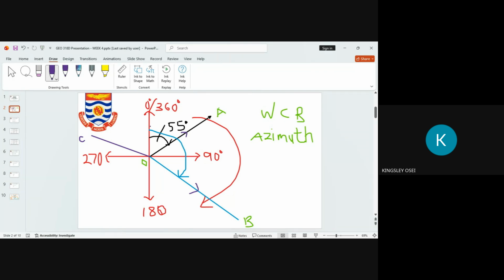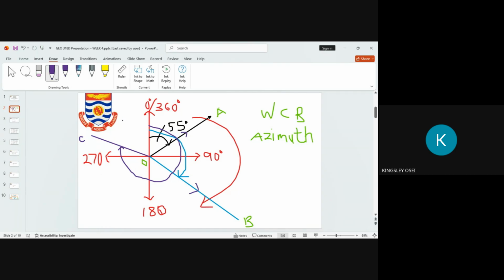We have to go back here, always starting from the north. Then we will go around the line. So this whole angle here must be measured properly, and that is the bearing of line OC. Now, by the geometry, using the cardinals, you have direction 0 or 360, direction 90 or east, direction 180 or south, direction 270 or west.